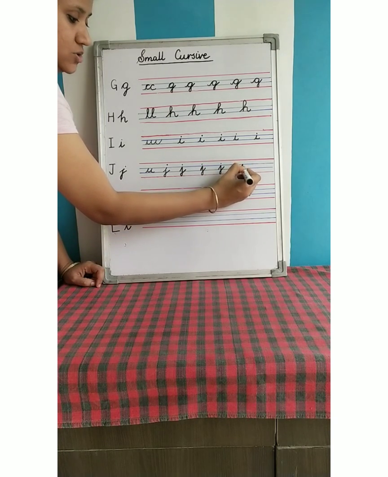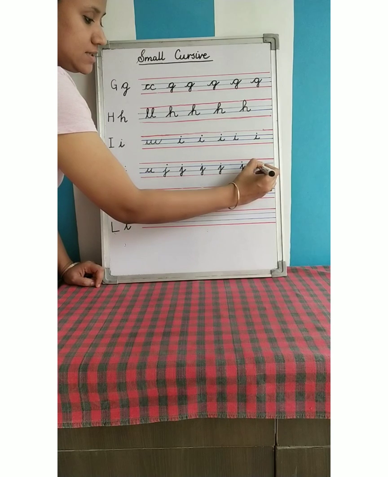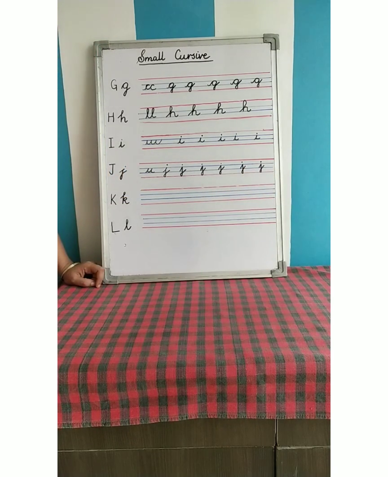Now see it again. First we will draw I, extend it till the red line and then a tail and a dot, like this. Now the next is K.